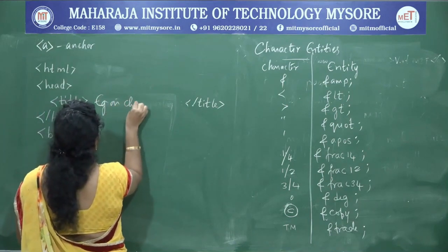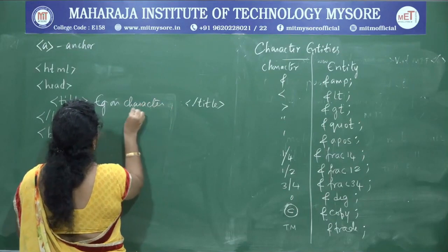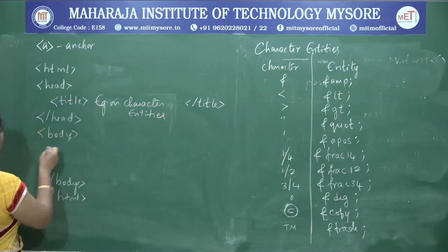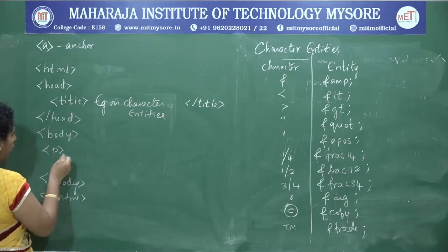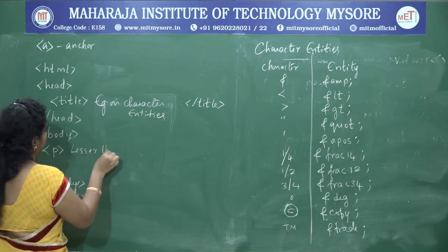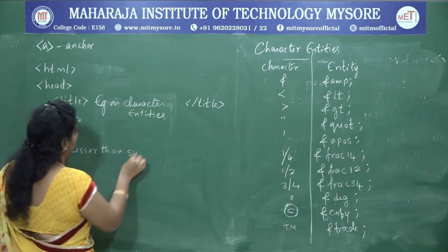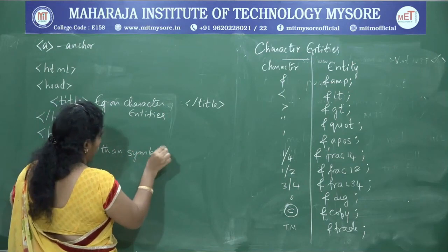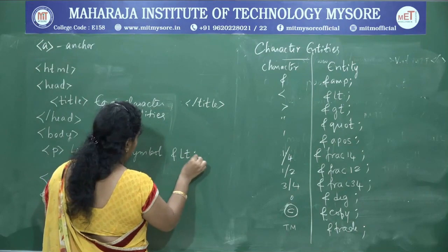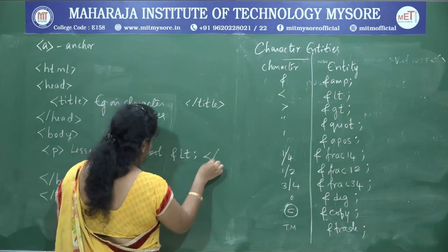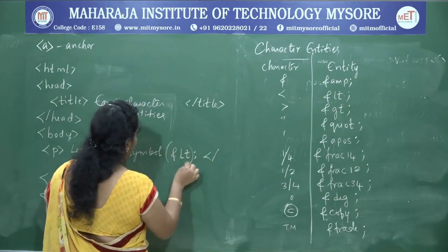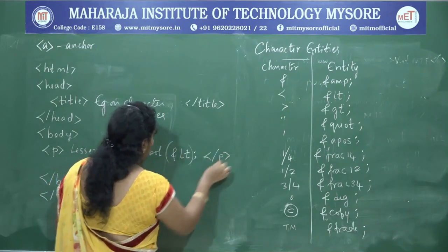Example on character entities. I want to print the lesser than symbol. So how do I print it? Ampersand LT semicolon. Let me put it inside a bracket.